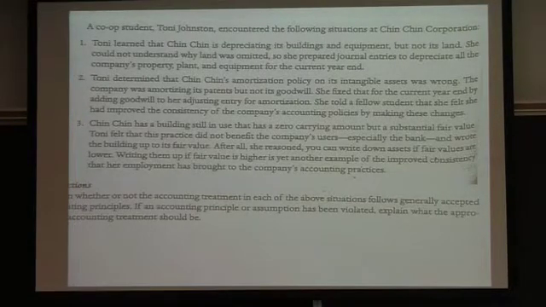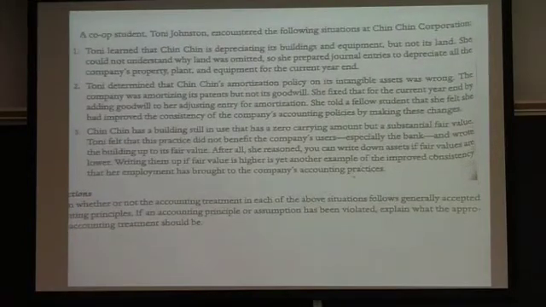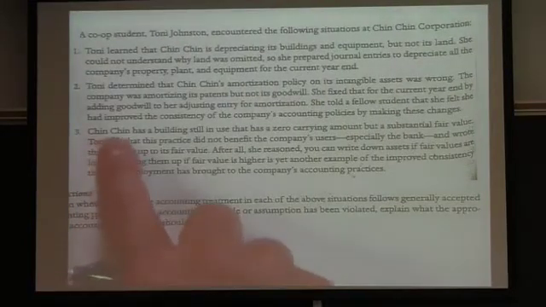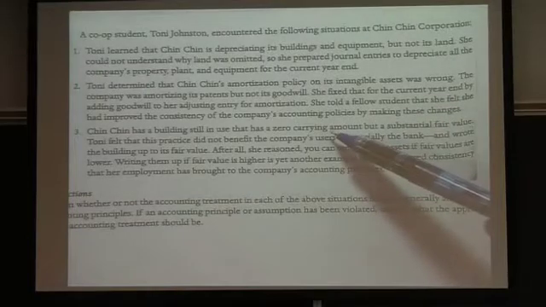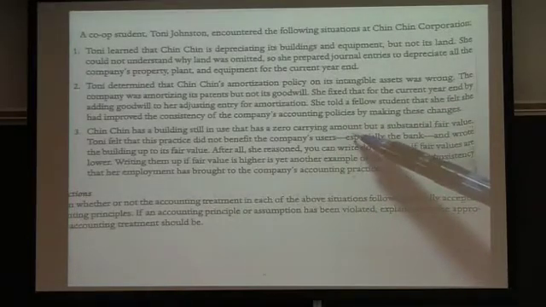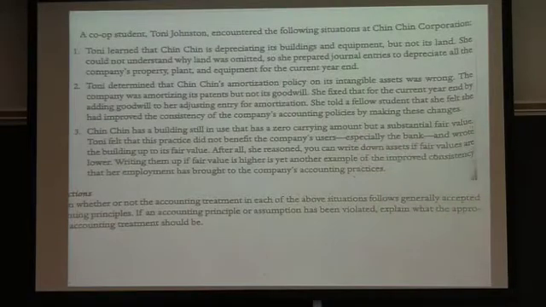Now let's look at situation number 3. Chin Chin has a building still in use that has 0 carrying value. So basically it's fully amortized. So they have cost and cumulative amortization equal to each other. The carrying value is 0, but it has a substantial fair value. And that's fairly true actually for a lot of well-established companies that bought land and building or perhaps equipment many, many years ago, and now they've fully amortized the asset, but they're still currently using the asset.